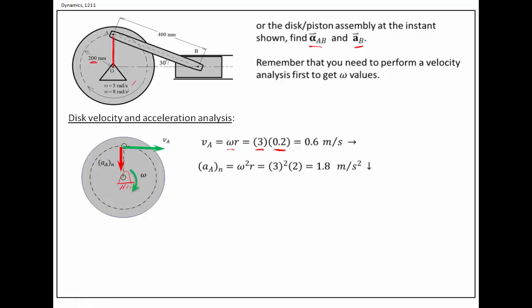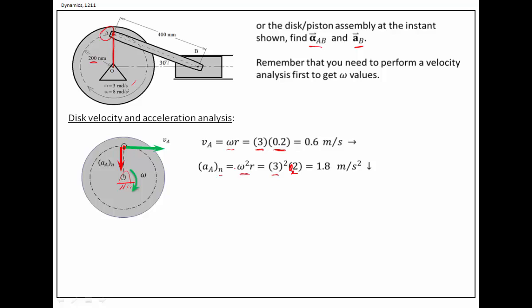We could also find the acceleration at this point A right here. We could find that because it's in the normal direction, it's rotating at that 3 radians per second, and we could find that with the 3 radians per second squared times that radius again, 0.2. Excuse me, I messed up the number there, and we will get 1.8 meters per second squared in the normal direction.